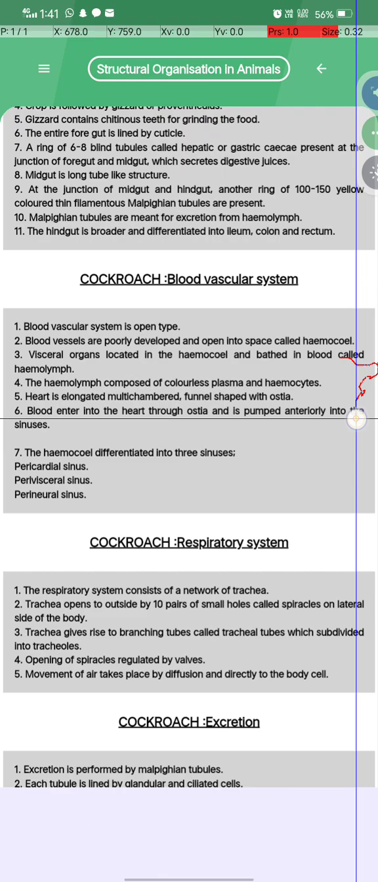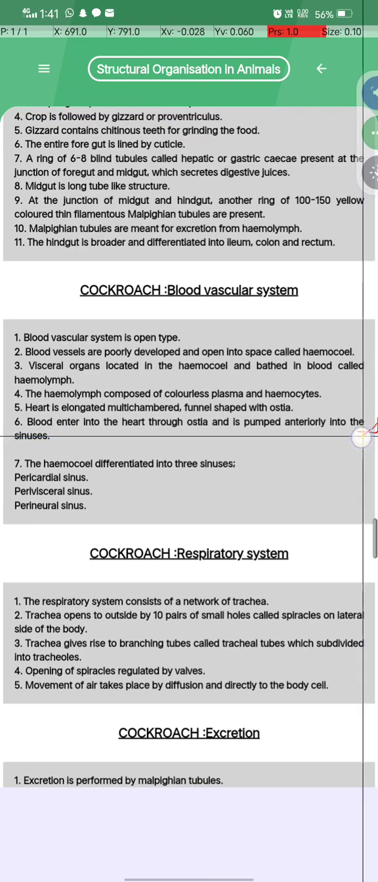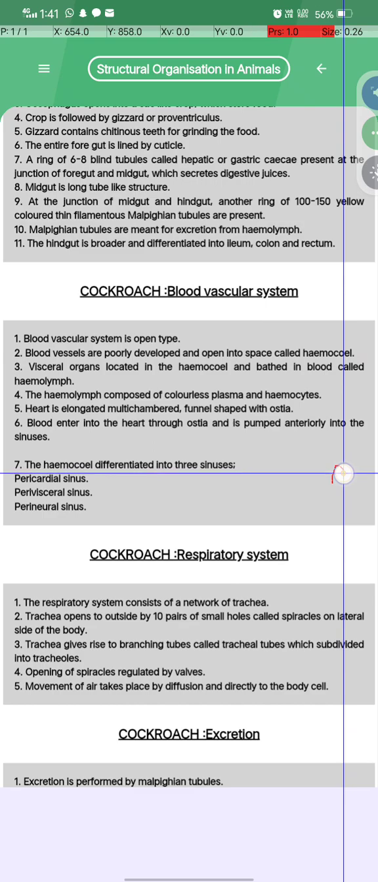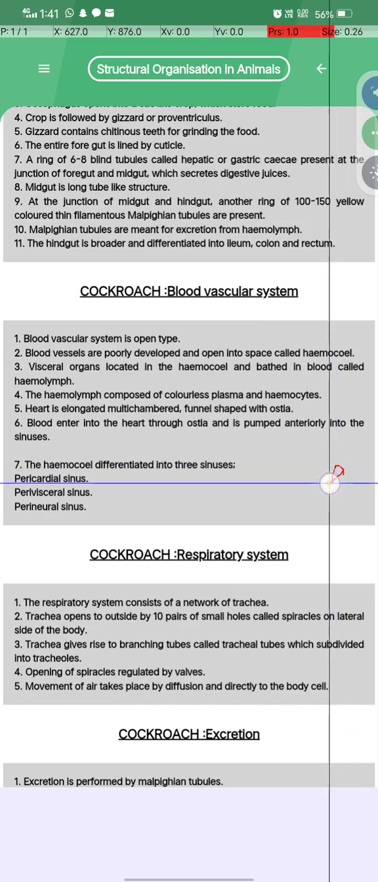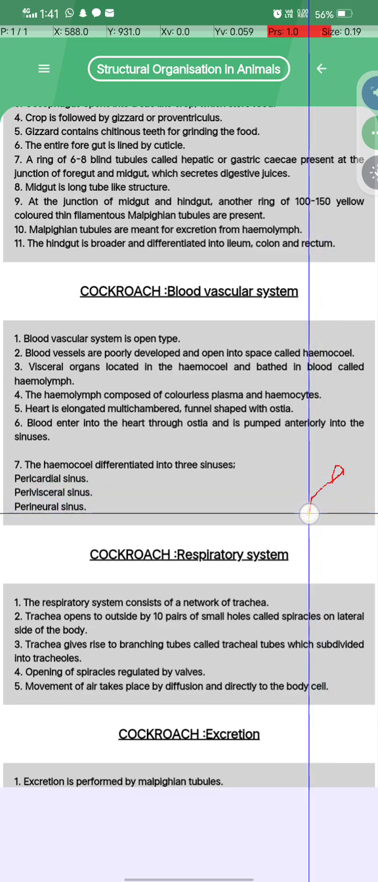Blood enters into the heart through the ostia and is pumped anteriorly into the sinus. The hemocoel is differentiated into three sinuses: pericardial sinus, perivisceral sinus, and the perineural sinus.